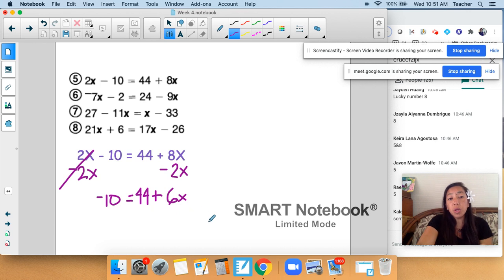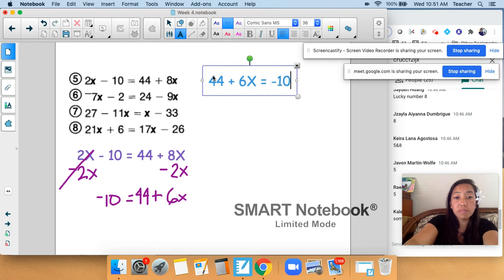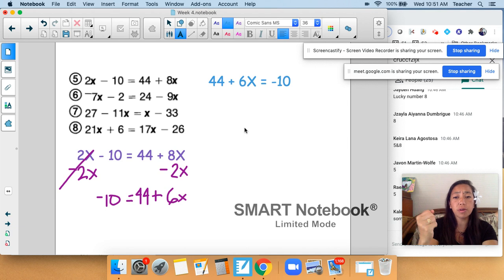From here, we want to combine, it's almost like our two-step equation. In fact, I could even rewrite it as, instead of negative 10 equals 44 plus 6x, I could flip it so my variable is on this side: 44 plus 6x is equal to a negative 10. I could flip it because they're equal. 5 equals 5. It doesn't matter. I can switch it and it'll still be 5 equals 5. So I could flip it around.